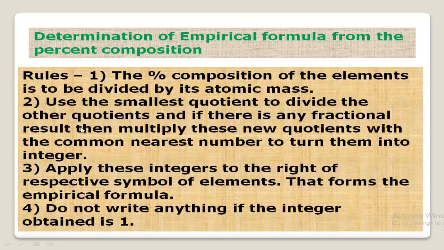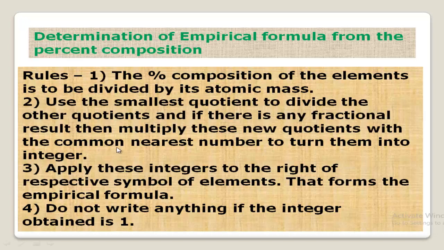That means, secondly, in the first step, dividing by atomic mass, we will get some quotients. Among the quotients, we will use the lowest quotient to divide all other quotients. And if any fractional result comes, that is 0.5, 1.5, 2.5 or 1.25, 0.25, then we have to multiply by the nearest number to turn them into integers.